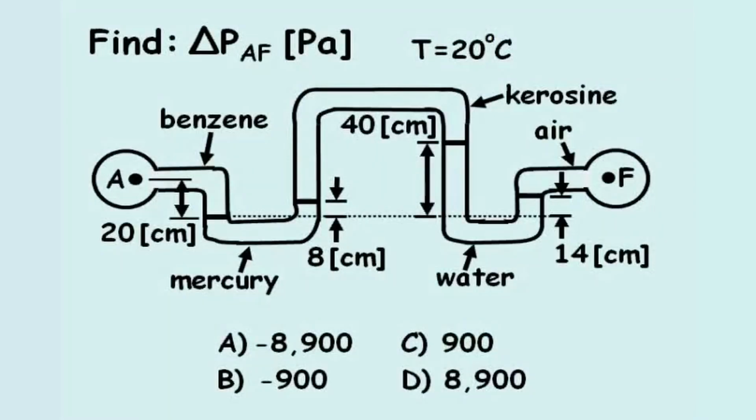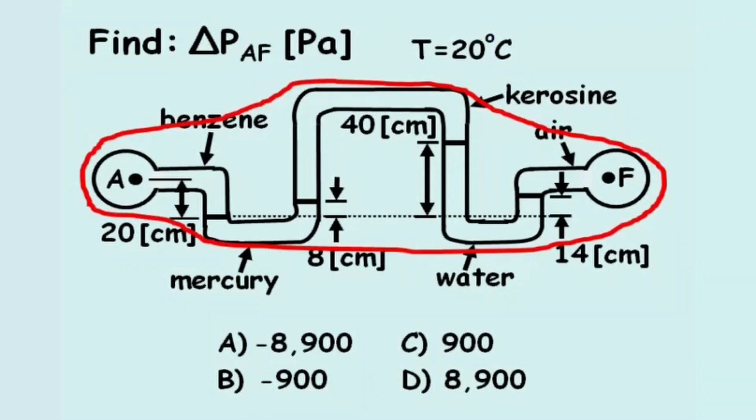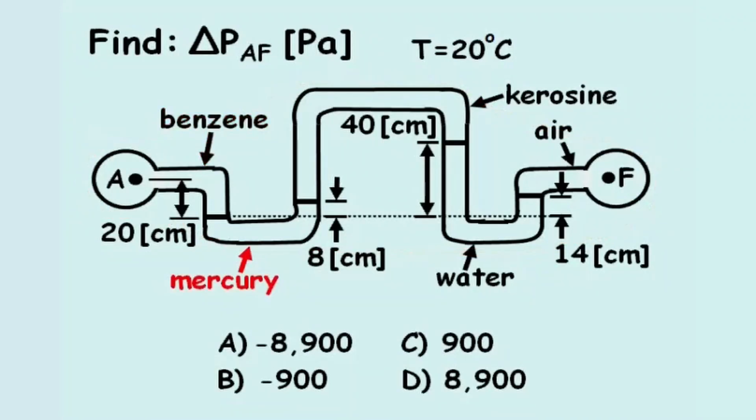Find the change in pressure between points F and A in pascals. In this problem, a manometer contains 5 different fluids, which include benzene, mercury, kerosene, water, and air. The vertical distance between adjacent liquid interfaces is either given or can be calculated from the given distances.